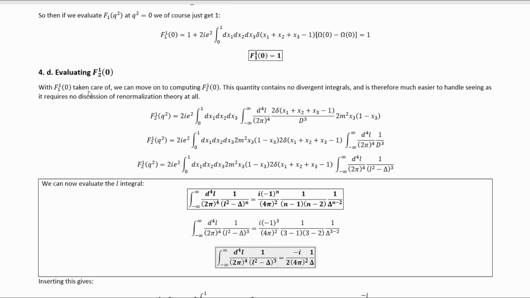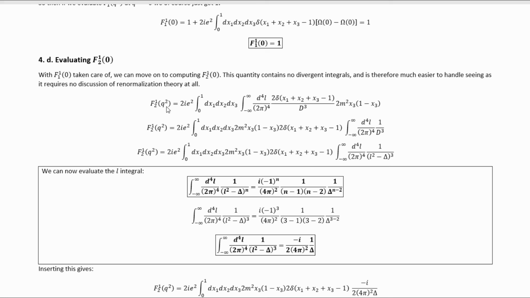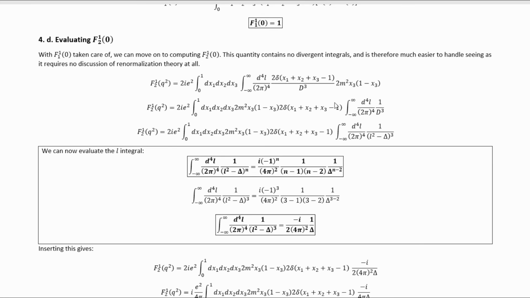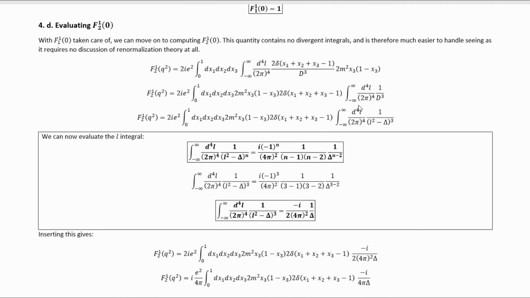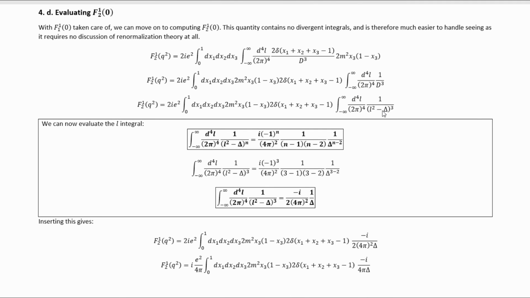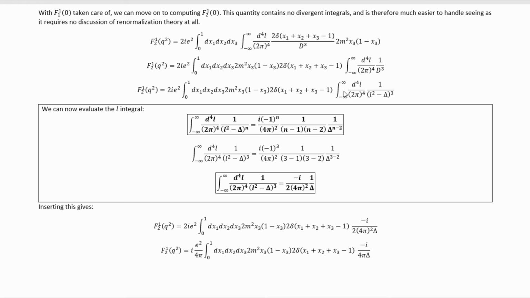With f11 of 0 taken care of, we can move on to computing f12 of 0. This quantity contains no divergent integrals and is therefore much easier to handle, seeing as it requires no discussion of renormalization theory. This is f12 of q squared, simply equals that. We can then rearrange this to isolate the L integration and insert the value of d, which tells us that we need to find the value of this integral, but that's of exactly the form we already calculated, just with n equal to 3, so plugging that in, we get this result.